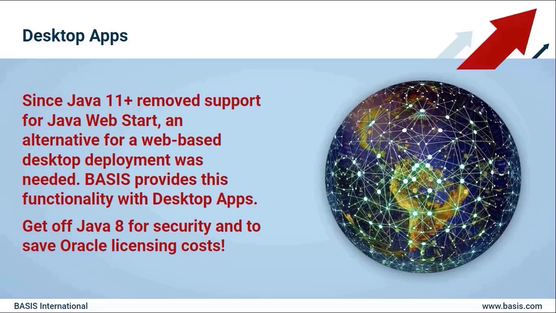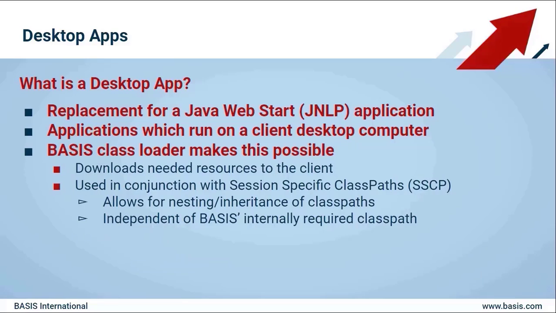Desktop apps, why do we need them? Well, in Java 11, support was removed for Java Web Start, which is a way to deploy your applications with BBJ by providing a URL, and the needed resources were downloaded to the client desktop and run. But Basis now provides this functionality with desktop apps. And we really want you to get to Java 11 at least, if not Java 17, because Java 8 has security issues. They're no longer providing patches, and you can also save Oracle licensing fees.